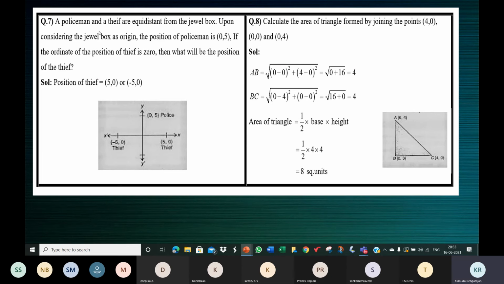A policeman and a thief are equidistant from the jewel box. The jewel box is at the origin. If you take the position of the box as the origin, then the police is at 0, 5. The y coordinate of the thief is 0, so he's on the x-axis. What will be the position of the thief? Distance will be 5 units, so it will be -5 here or 5 here. Accordingly, -5, 0 or 5, 0.